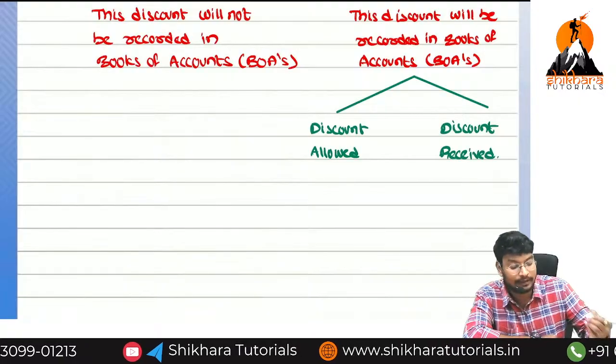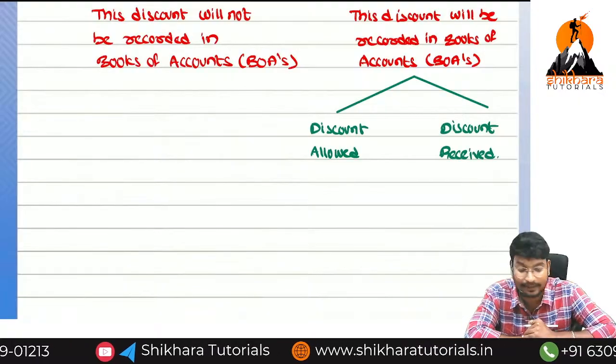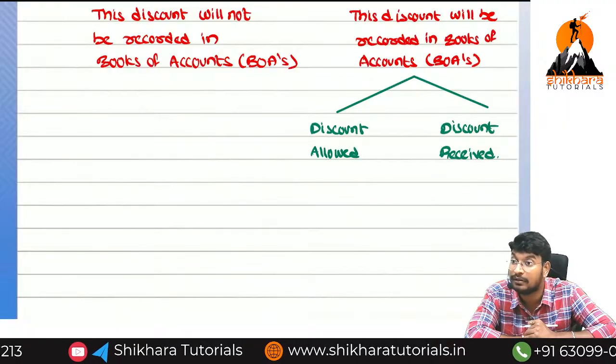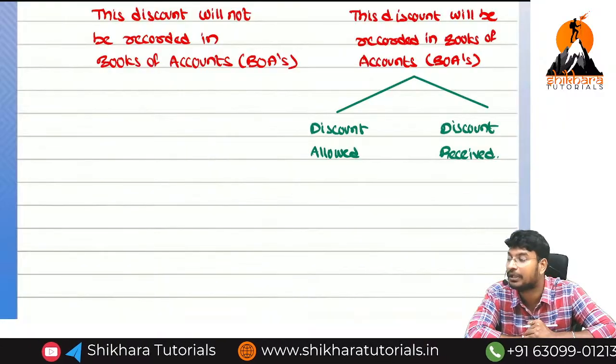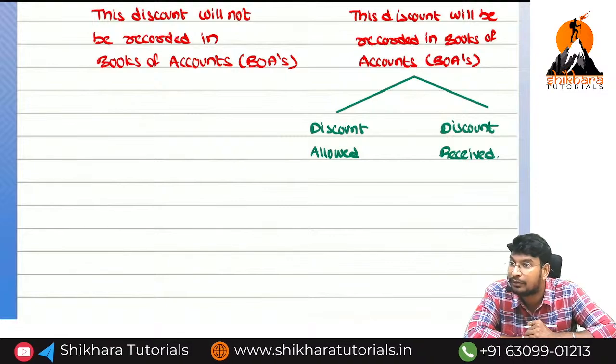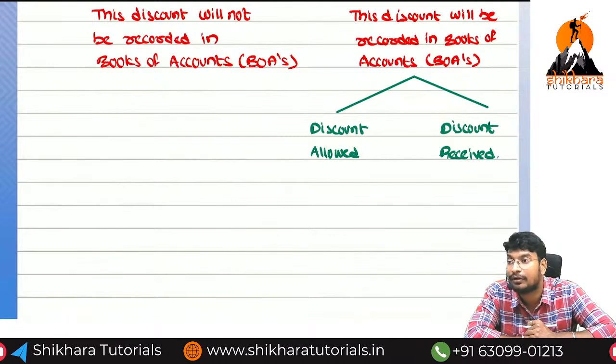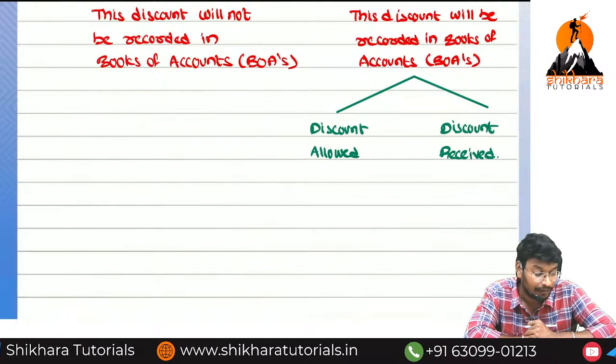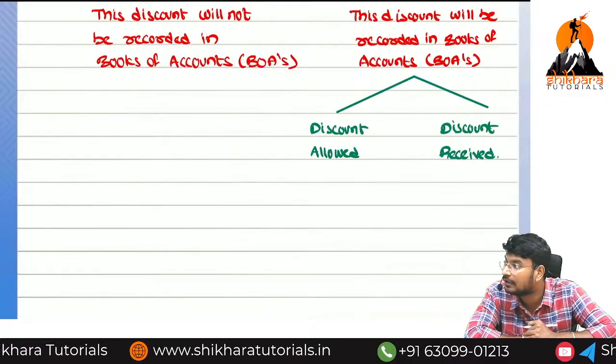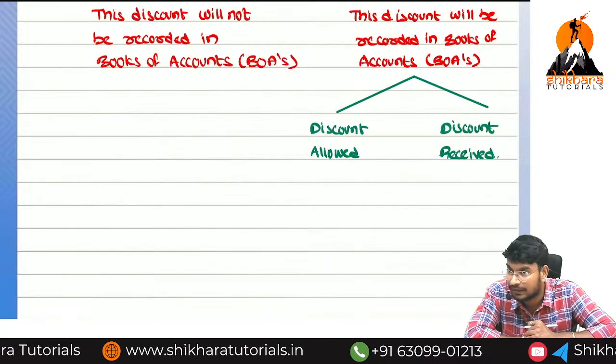Discount allowed and discount received. If you understand discount allowed and discount received, you can get to know why we need to record. Why we need to record the cash discount means you need to understand the meaning of discount allowed and the meaning of discount received. Are you getting the point?